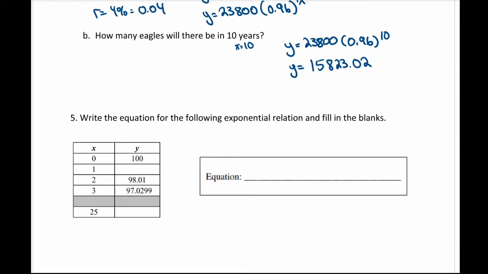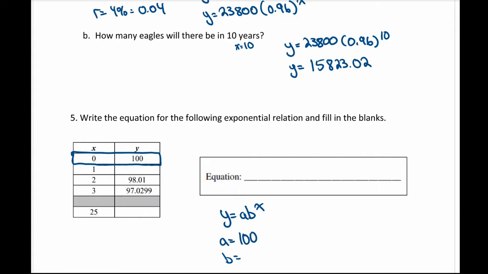For writing an exponential relation, looking at a table of values, it's going to be a little bit different. So we have to look at the table to help us find the key information. Again, we should be using y equals a times b to the power of x. A is the initial value, and b is the ratio. So looking at my table, I do see the initial value when x equals 0, or the y-intercept, right here. So the initial value is 100.